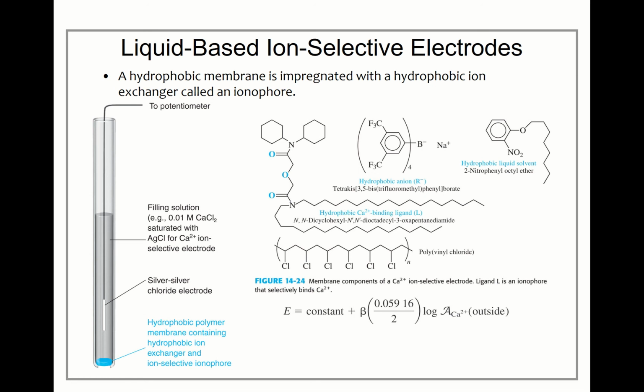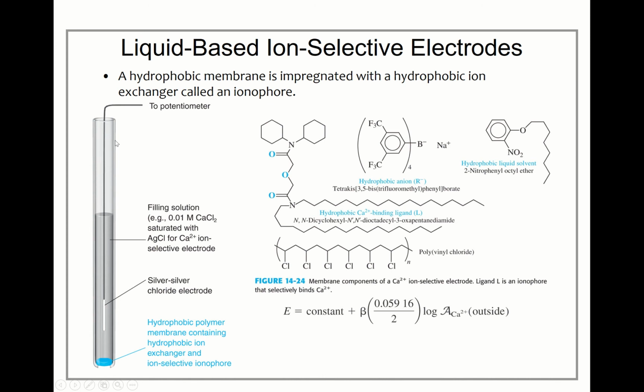Now let's consider liquid-based ion selective electrodes. Liquid-based means that the liquid ionophore is incorporated into the matrix. So a hydrophobic membrane is impregnated with a hydrophobic ion exchanger called an ionophore. Okay, let's look at this electrode.